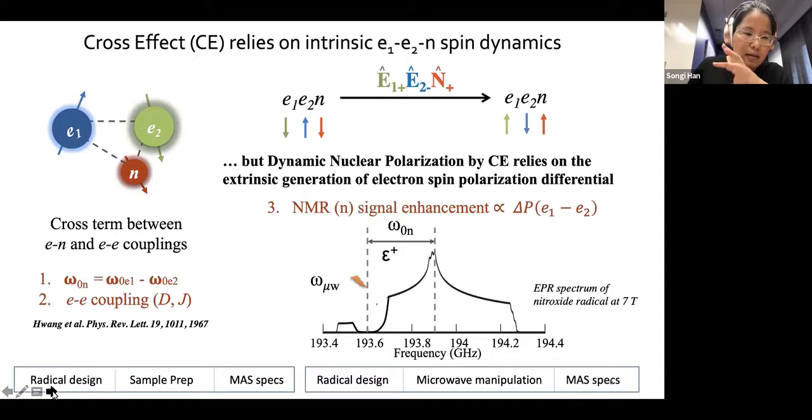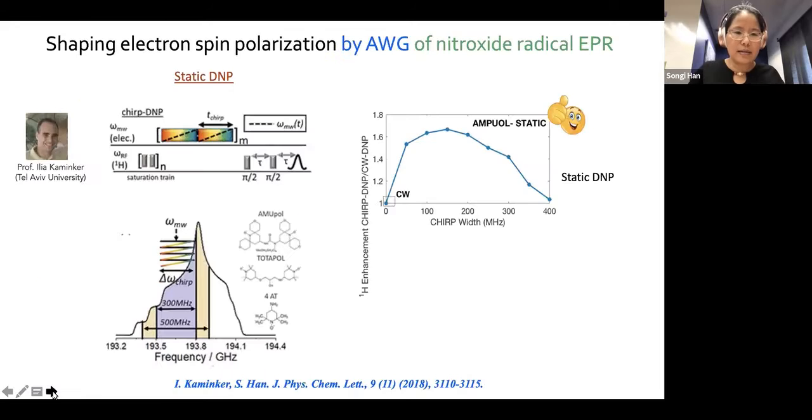This is in part already published data, but I do that to orient ourselves. Ilya Kaminker has pioneered this AWG, or implemented this, in our lab under static condition. You can, of course, using broadband saturation, really maximize that shape to have the maximum polarization differential. But that was under static condition. You have a maximum at a certain chirp width, and then it goes down again because at some point you're just saturating the entire line and the benefit goes away.